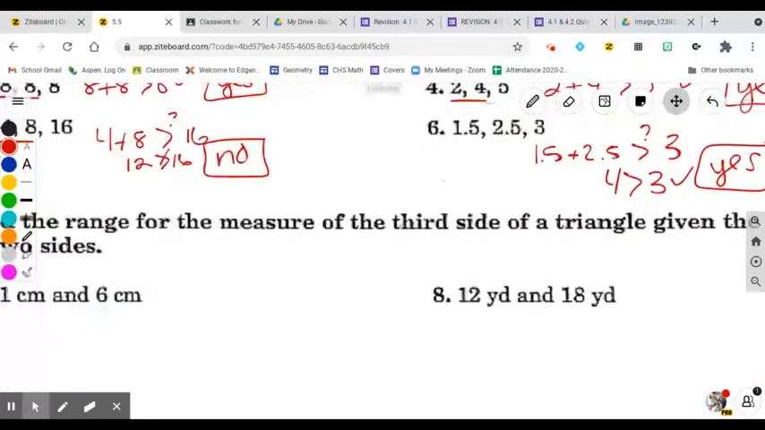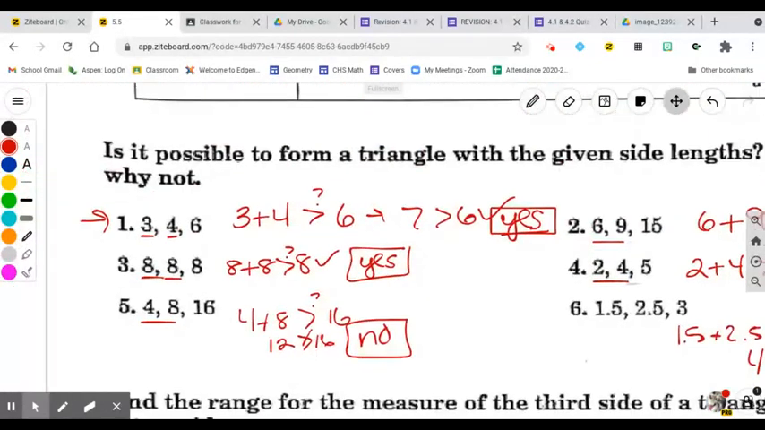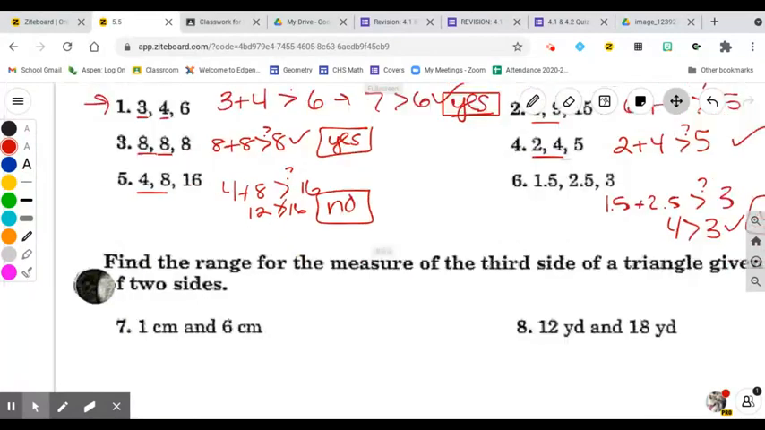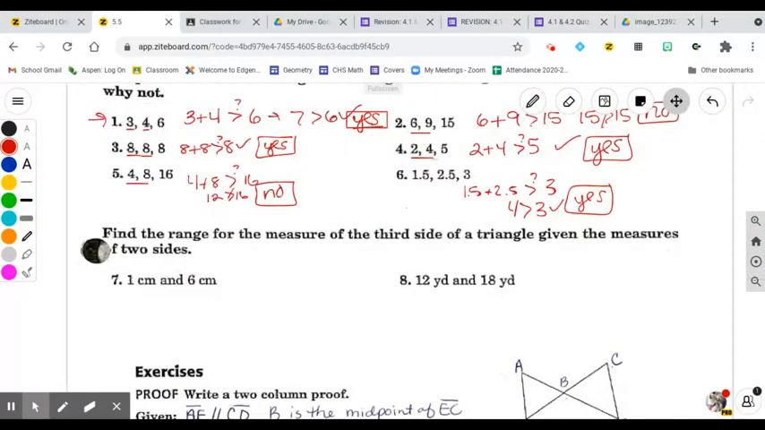Okay, so that's the first type of problem that you have to do. The next one says, find the range for the measures of the third side of a triangle given the measures of two sides. So basically, they're giving you two sides, and you have to find the range of values for a possible third side. Like the third side has to be between what two numbers, or bigger than this number and less than this number, something like that.